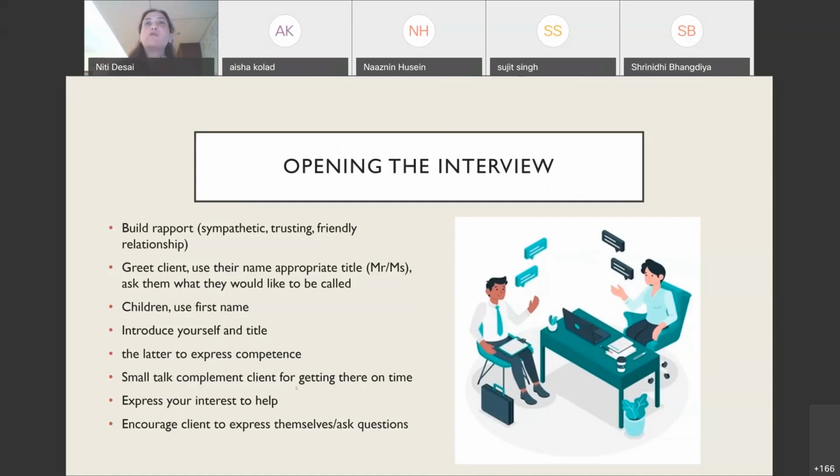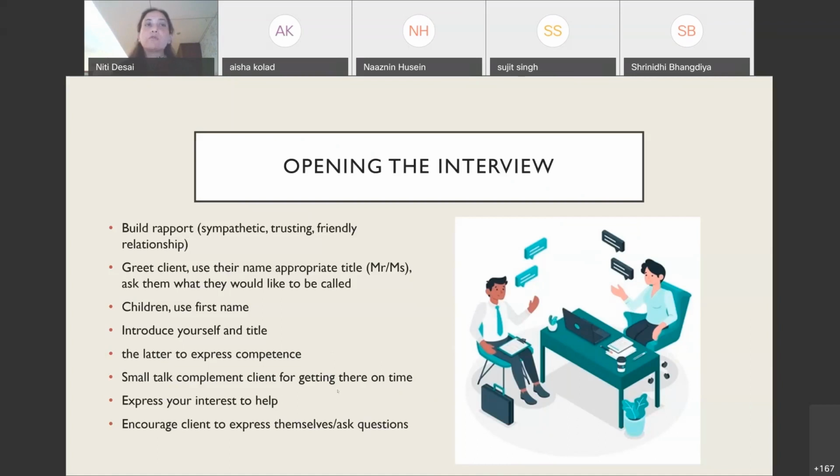Small talk is always very important to break the ice. As we all know, in a city like Mumbai, even complimenting somebody for being there on time breaks the ice. And of course, just now, we can always talk about COVID.